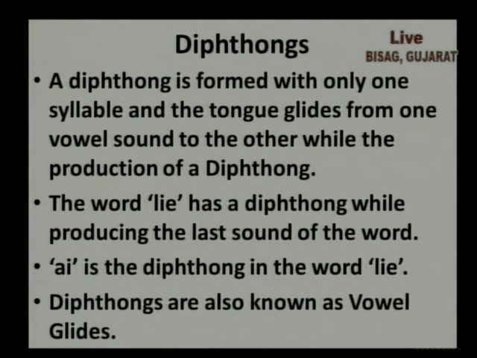Now we see the word lie. Lie has a diphthong in the last sound of the word. L is the lateral sound which we already studied, which is a consonant. The last sound is a diphthong, a and e. Both are vowel sounds, but they are not used in different syllables. They are used in the same syllable, and that is why they are known as a diphthong. So here, the last sound of the word lie is a diphthong. Right, Pranay? Yes, sure. And diphthongs are also known as vowel glides, as I already told.